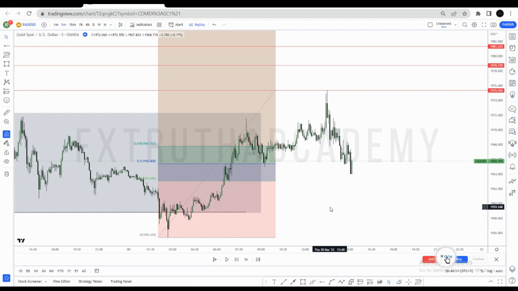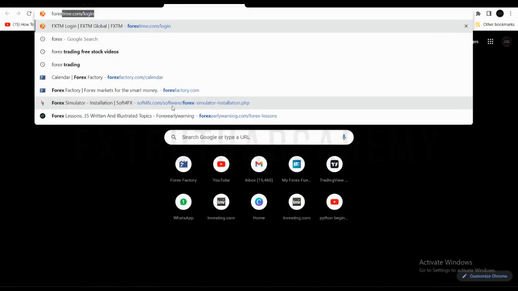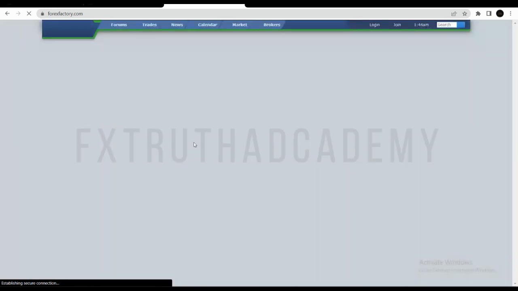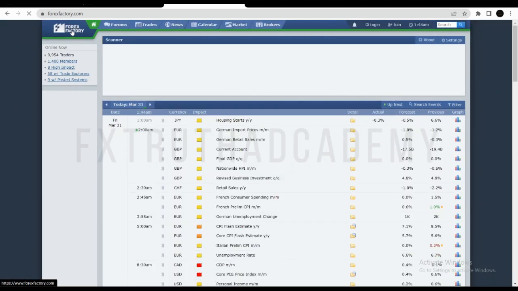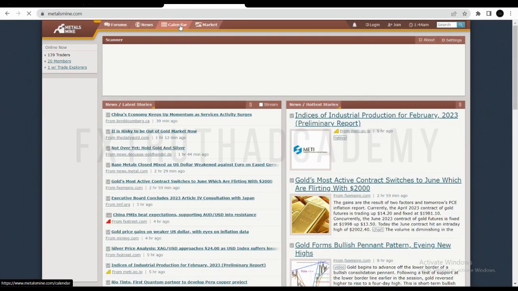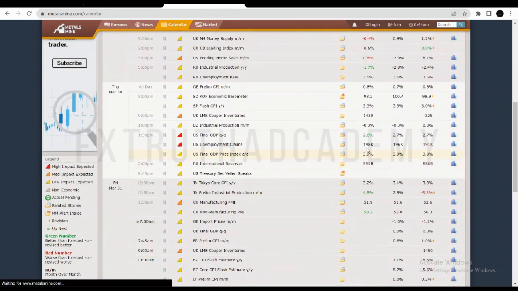But mind you, also one of the things I had backing me up in this trade is that before this setup formed, on the Forex Factory right here, let me go to forexfactory.com. On Forex Factory, we had news yesterday on the metals, and that's good. On the metals, we had news yesterday that came out positive. It wasn't positive for the dollar, but it was positive for gold right here.